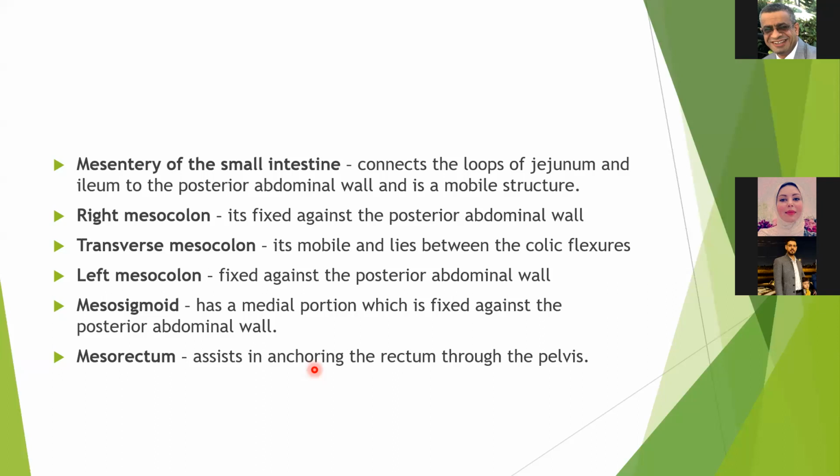The mesosigmoid has a medial portion which is fixed against the posterior abdominal wall. The mesorectum assists in anchoring the rectum to the pelvis. So all of them are fixed except the mesentery of the small intestine and the transverse mesocolon.